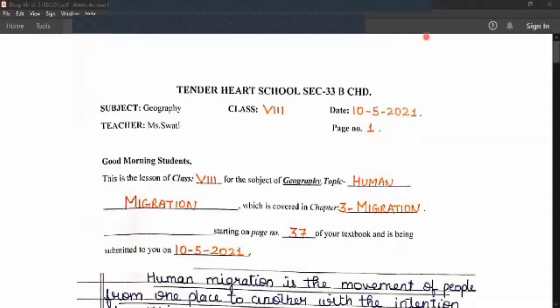Good morning, students. This is the lesson of class 8 for the subject of geography, topic human migration, which is covered in chapter 3, Migration, starting on page number 37 of your textbook and is being submitted to you on 10th of May 2021.